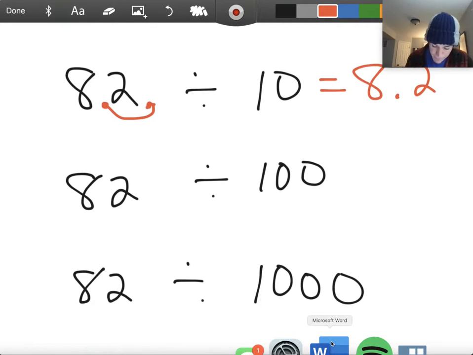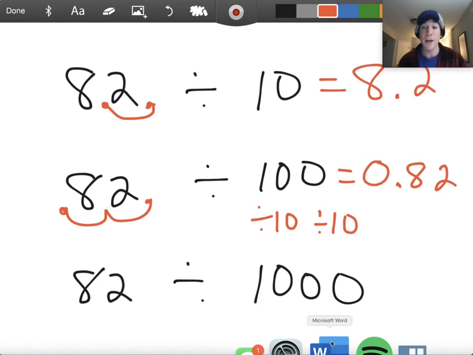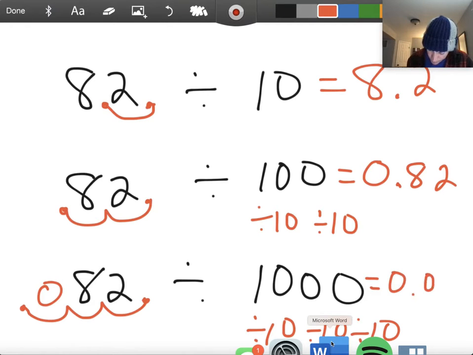Dividing by 100 is the same thing as dividing a number by 10 twice. So I'm going to move it back 1, 2 times, and we get 0 and 82 hundredths. And if I divide by 1,000, that's the same thing as dividing by 10 three times. So I'll go 1, 2, 3 times, and that is going to be the same as 0 and 82 thousandths. So dividing and multiplying by tens can be quick and easy.